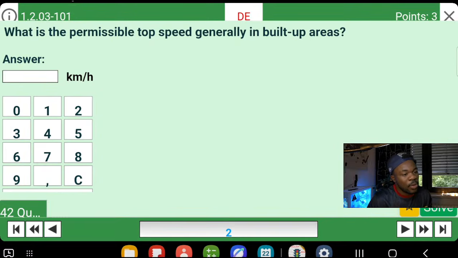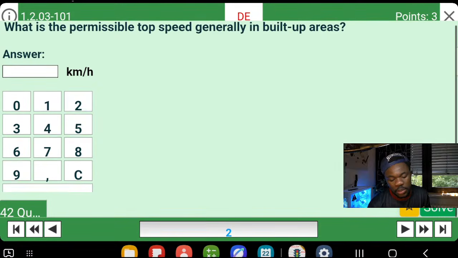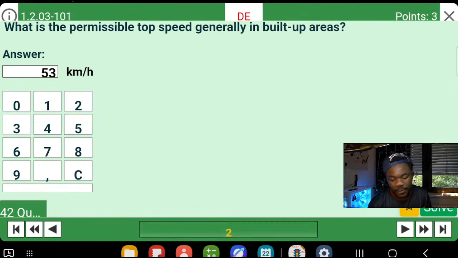What is the permissible top speed generally in built-up areas? Remember, we have built-up areas and outside built-up areas. In a built-up area, what's supposed to be your top speed? 50, of course. This one is very, very important for the practical exam.